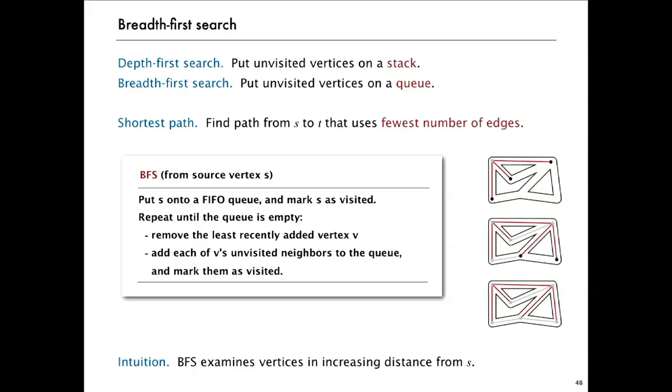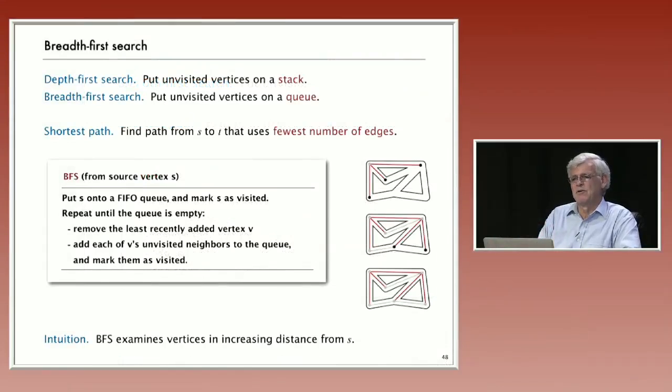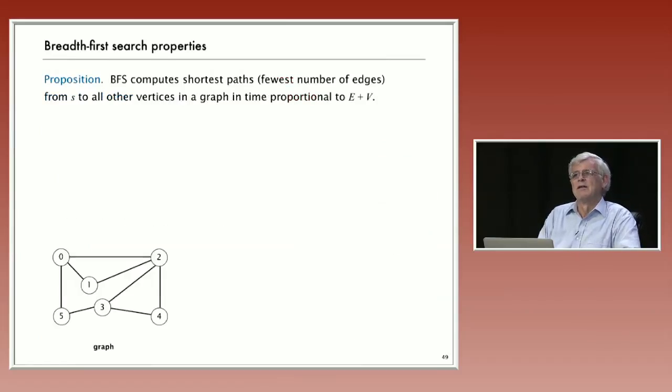And actually, breadth-first search solves another problem that often we want to solve, called the shortest path problem. The path that you get back from breadth-first search is the path from the source to the given vertex that uses the fewest number of edges. And we'll look at that in just a minute. The idea is that breadth-first search examines the vertices in the graph in increasing distance from the source. So let's take a look at that.